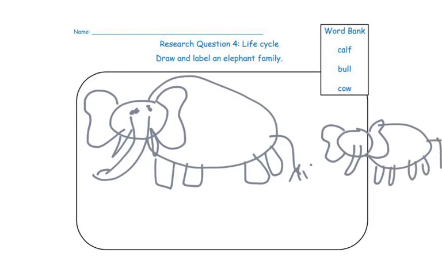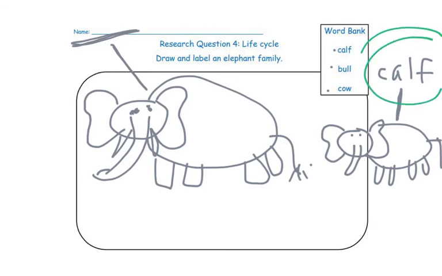Their little tail. And then what you're going to do is use the word bank and label. So I'm going to draw a line here, and then I'm going to figure out which word is what the baby is. Is it a calf, a bull, or a cow? It's a calf. So I'm going to do that. And then if this is the female, I'm going to draw a line, and I'm going to write the word for female. Okay? So make sure you draw your pictures, and you have to label them.